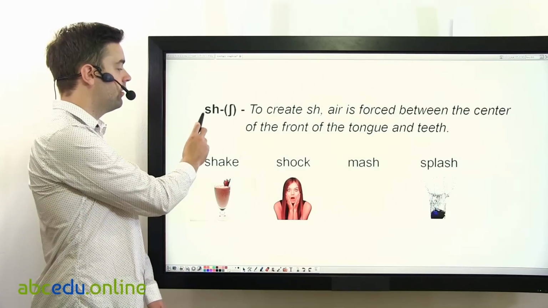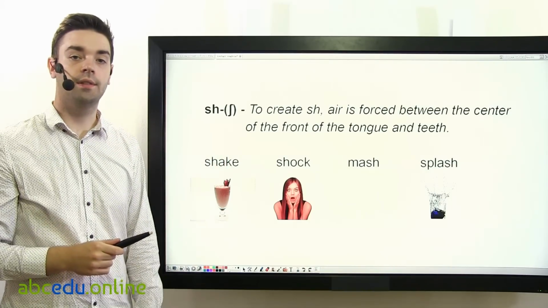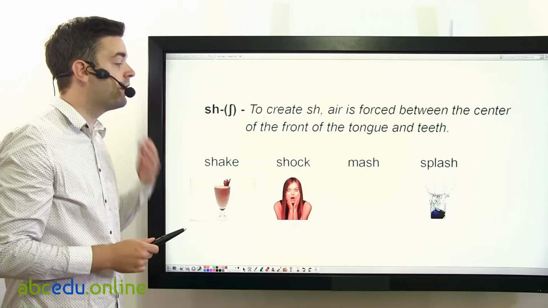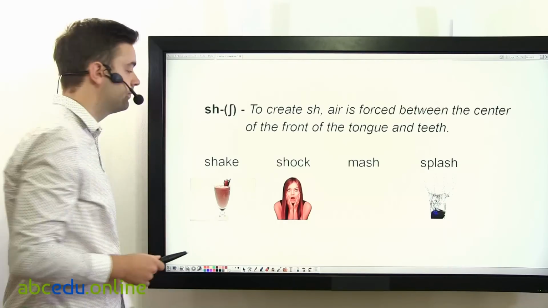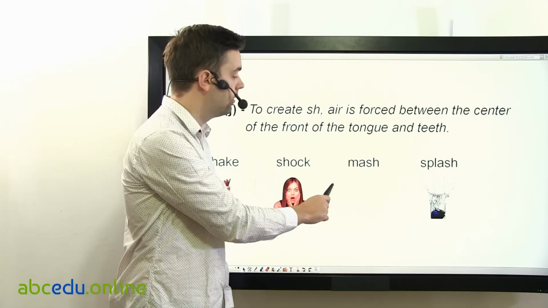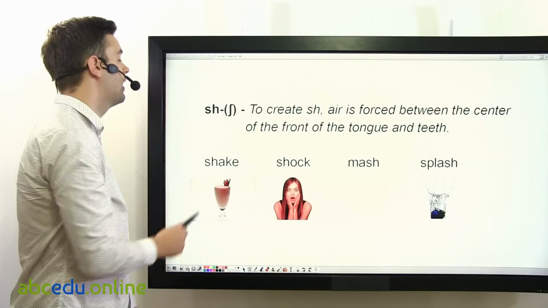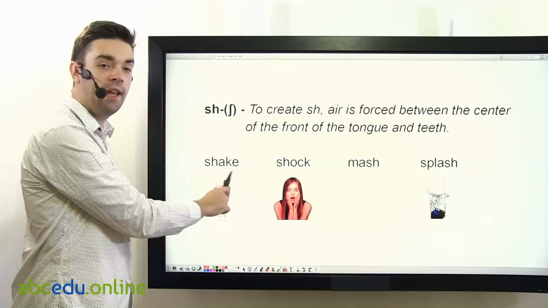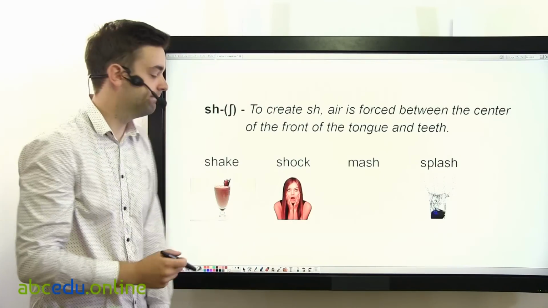When you join S and H, you make a sh noise. So to create sh, air is forced between the center of the front of the tongue and the teeth. So sh, sh. Shake, shock, mash, and splash. So S and H makes sh.